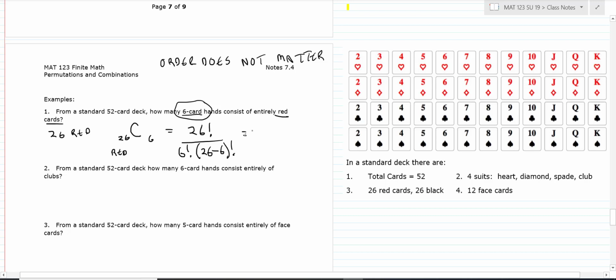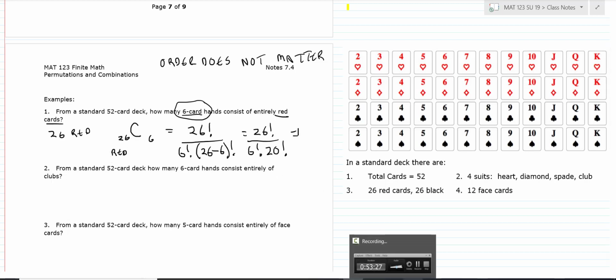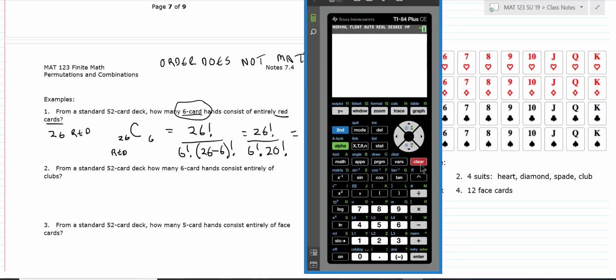And then that's going to be 26 factorial over 6 factorial, 20 factorial. Now from here, just go to your calculator. On an exam, typically I want you to show this formula and then just go to your calculator. So just put this in like this. Put in the 26, math, probability, option 3, taking 6 at a time, and that'll give you this.